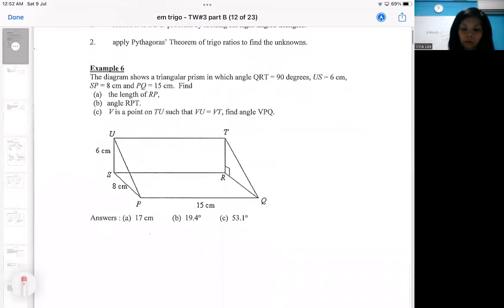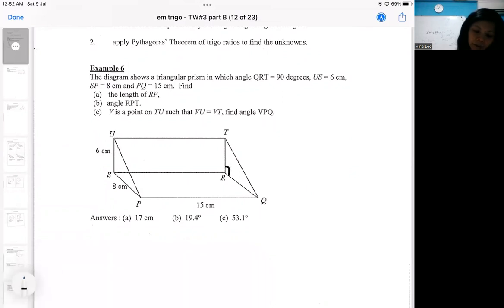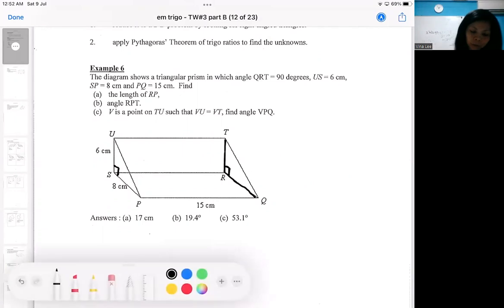So in this question, we got a triangular prism. So they tell us that QRT is 90 degree. So apparently if this is a 90 degree, so I'm expecting this part to be a 90 degree as well. Okay, so you got to visualize it. Okay, so that means, right, this is vertical and this is actually on the ground. Okay, and on the ground, we got a rectangle sitting on the ground.